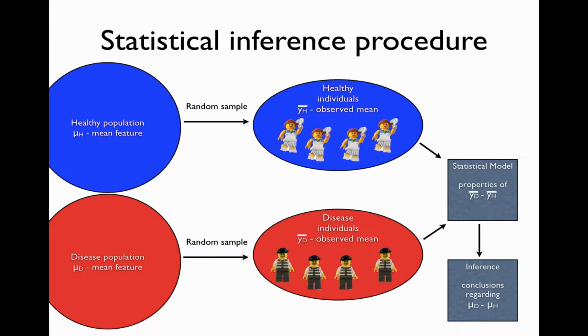A very frequently used type of study is where we compare two different types of populations and see whether a certain feature differs between the populations. Once again, this is performed by picking out samples from the different populations and making a statistical model regarding the properties of the differences of the observed means. And we want to make an inference, that is, a conclusion regarding the difference between the population means.